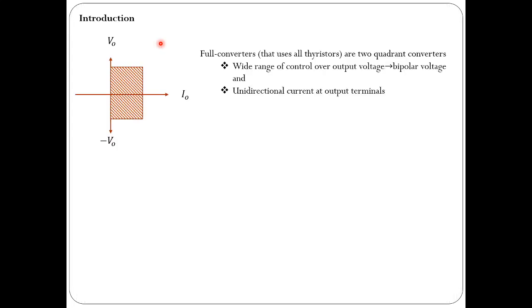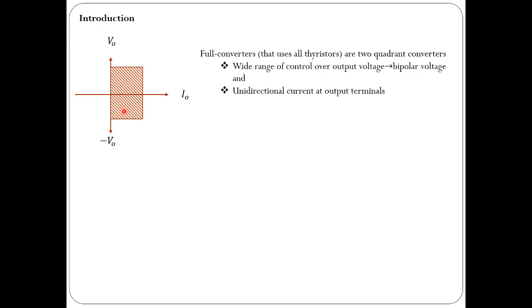We know that a full converter that uses all thyristors is a two quadrant converter. Because of the wide range of control over output voltage, there is a possibility of bipolar voltage across the load. However, the current through the load is unidirectional due to the presence of unidirectional switches used to design the converter, right? So current is always positive, but voltage can be either positive or negative based on the firing angle.